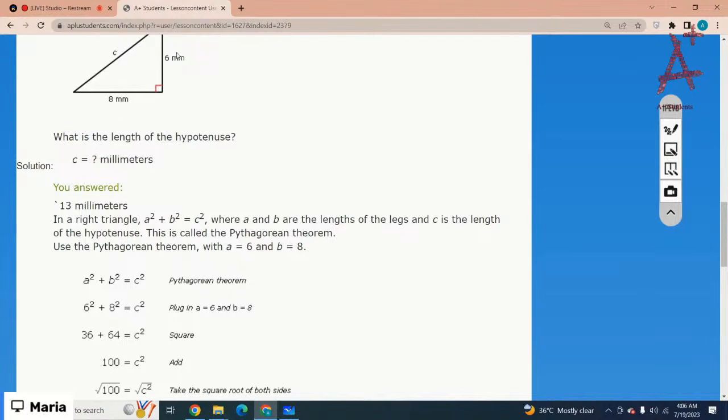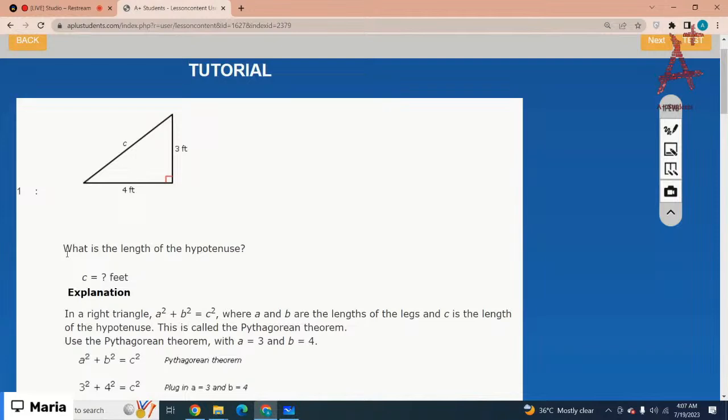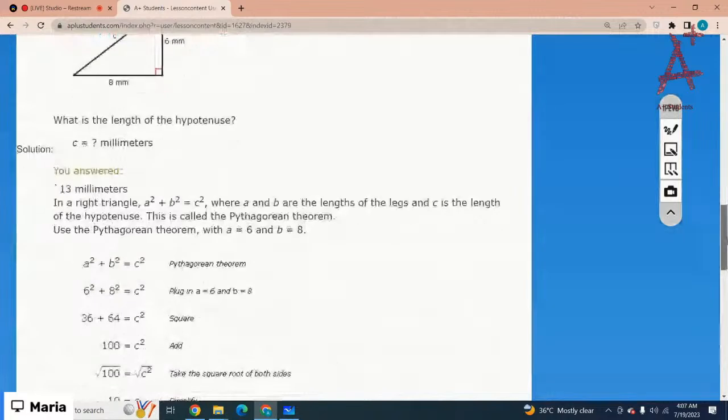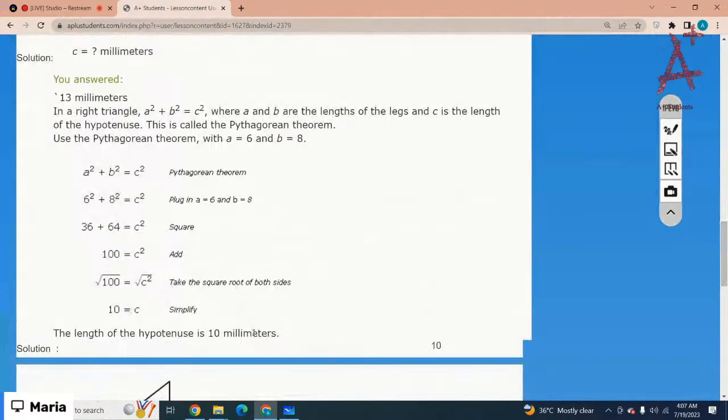Now 6 millimeters and 8 millimeters are the legs and c is the hypotenuse. So it is 6 square plus 8 square equals c square because you have to find the value of c. 6 square is 36, 8 square is 64, and 36 plus 64 is 100. So c square equals 100. Just square root, and c equals 10. That means the length of the hypotenuse is 10.